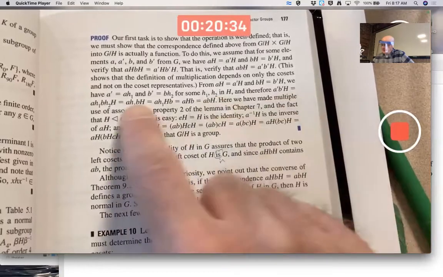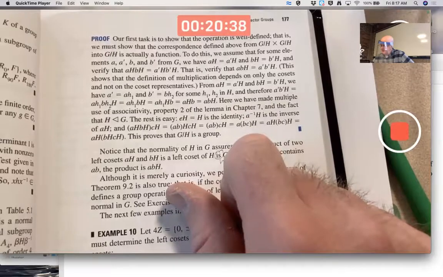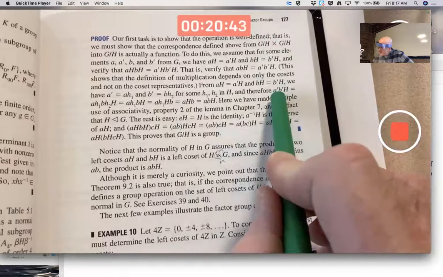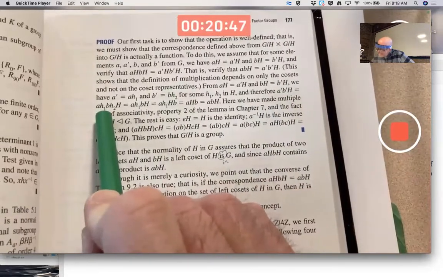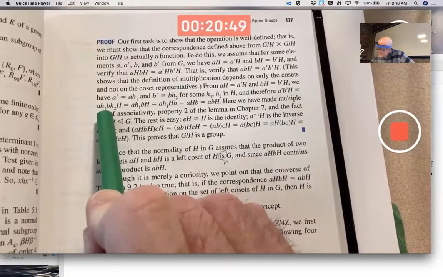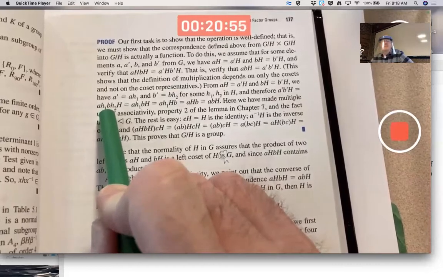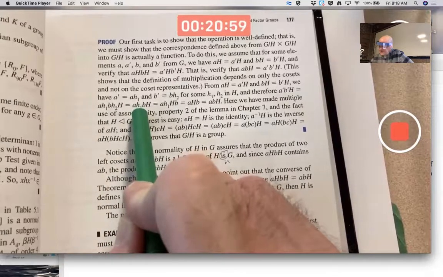What the author is doing here is using properties of subgroups and also the definition of coset multiplication, I think. Let's see here. A prime B prime H, why does that equal this? Because A prime equals A times H1 and B prime equals B times H2. That's just substitution. What's the justification for that step?